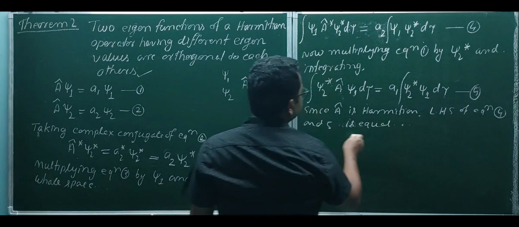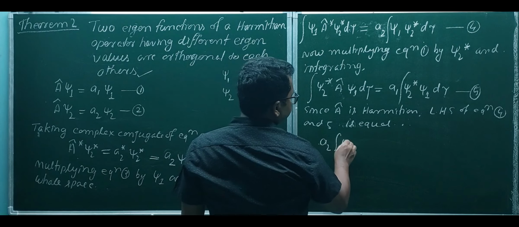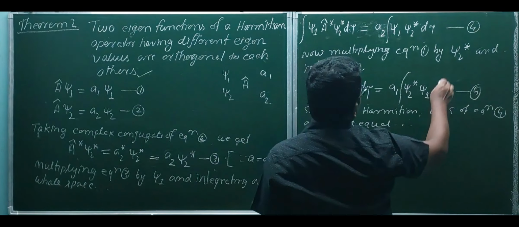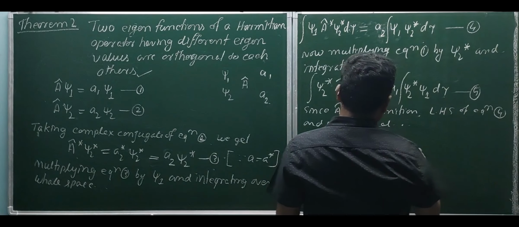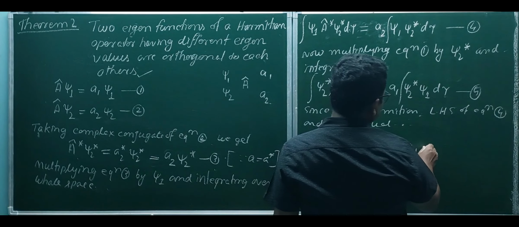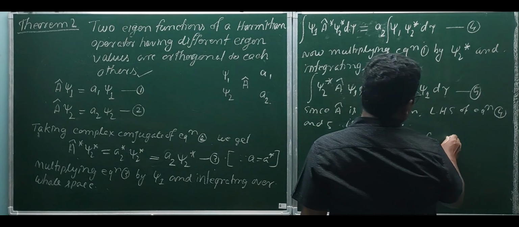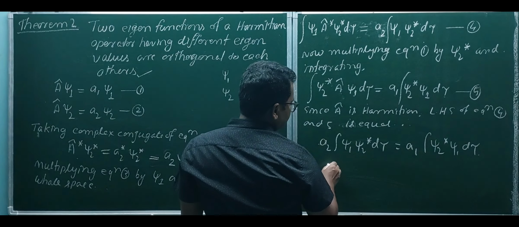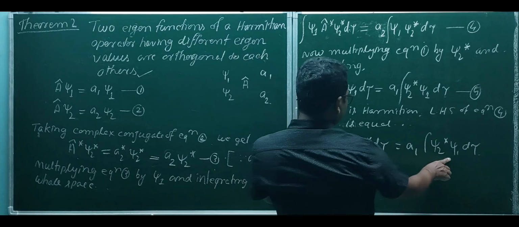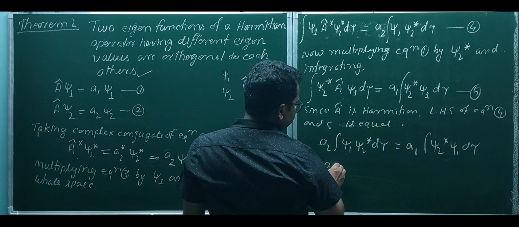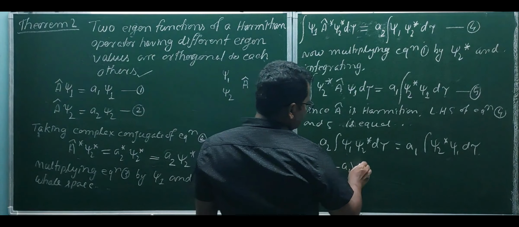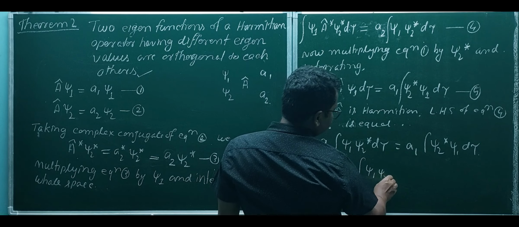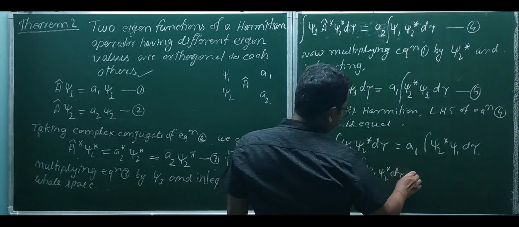What is the right hand side? A2 star integral psi 1 psi 2 star d tau equal to A1 integral psi 2 star psi 1 d tau. Now taking the common terms, A2 minus A1 times the integral of psi 1 psi 2 star d tau equal to 0.